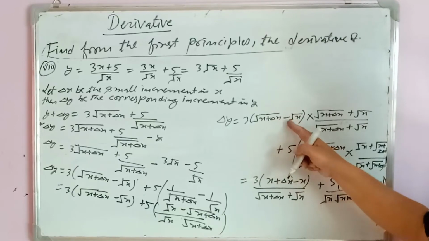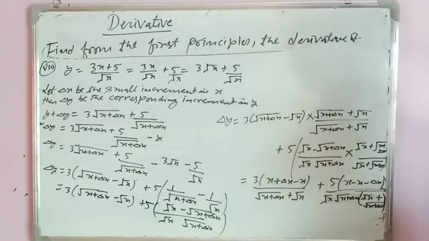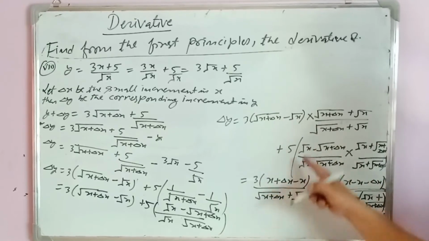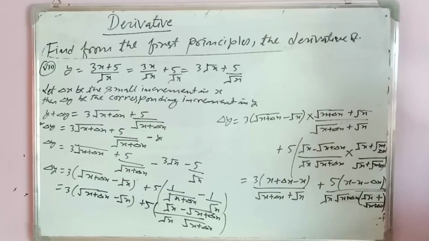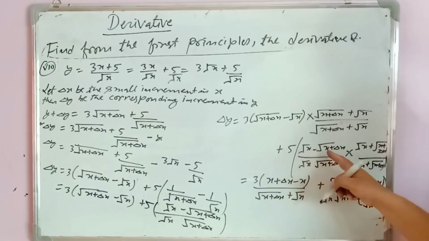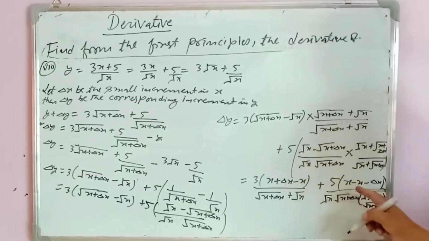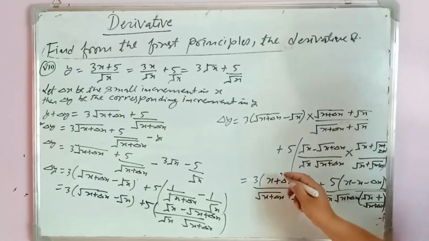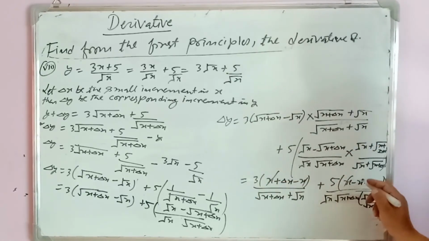Now a minus b, a plus b, that is a square minus b square, 3 as it is. This root removed, x plus delta x, root x square means x. Here also 5 as it is. a minus b, a plus b, root x square is x, this square is this, minus plus minus. Now x and x cancel, here also x and x cancel.